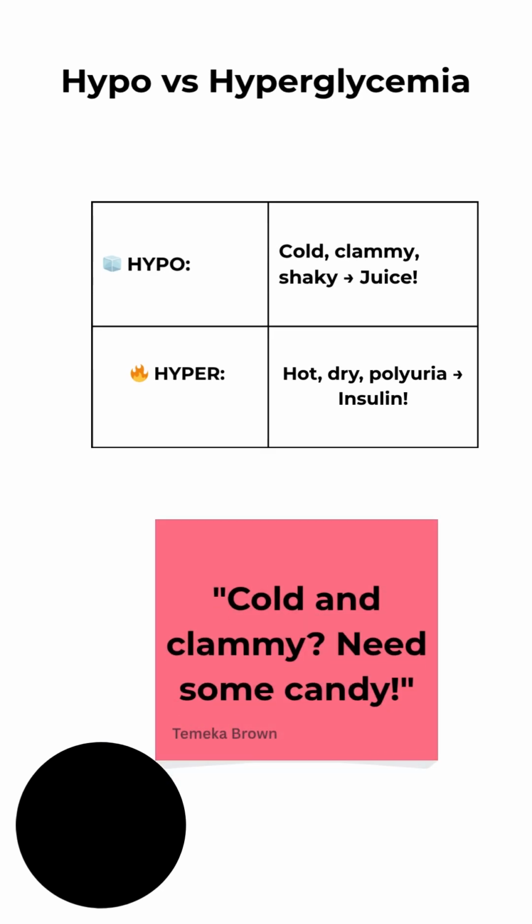Okay, here we have hypo versus hyperglycemia. Hypoglycemia. You're going to see your patients cold, clammy, shaky. What do we do? We're going to give them juice, orange juice specifically. Orange juice will get them up the quickest. And you want to follow that orange juice up with what? Some carbohydrate. Give them a snack, some heavy carb. You want to boost that up.